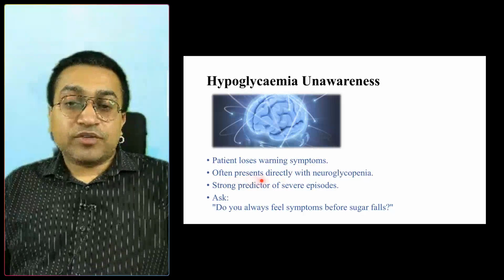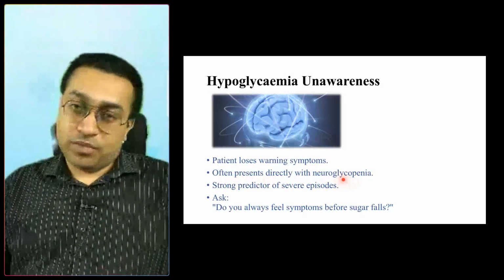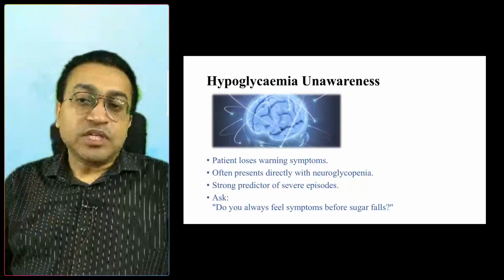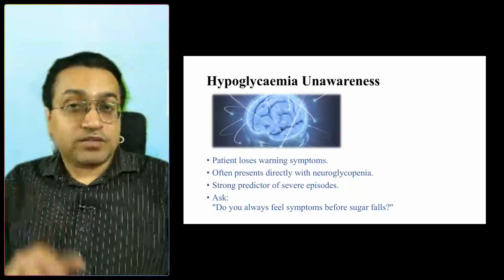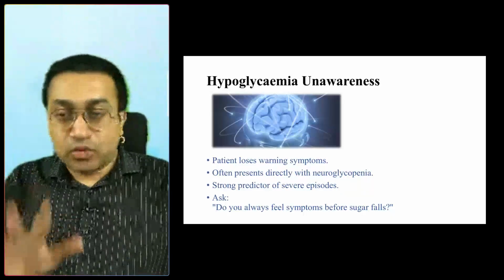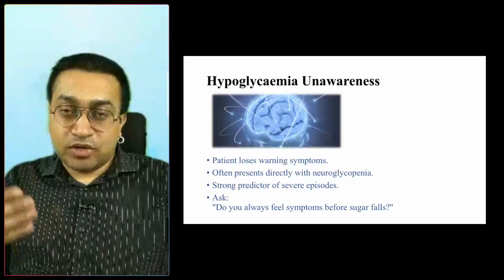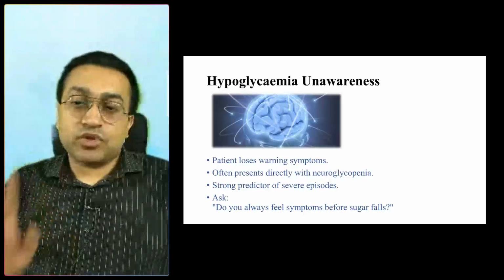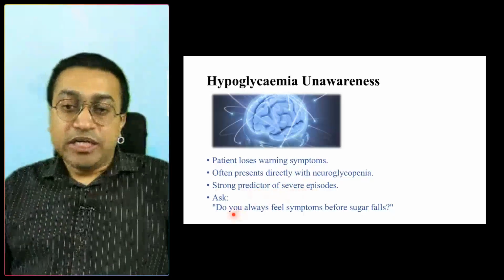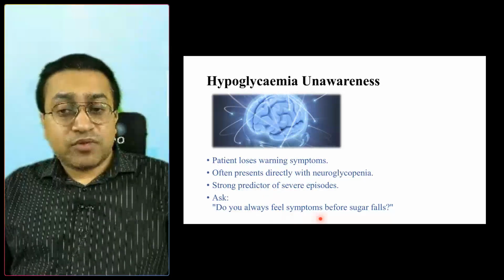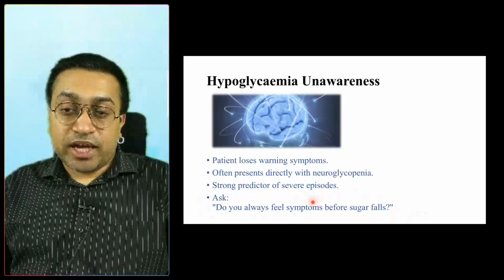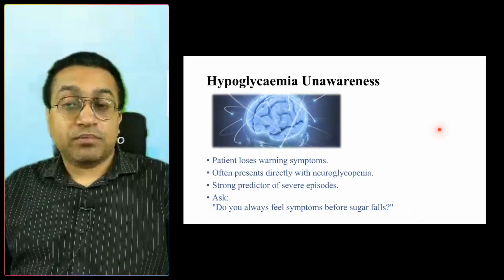Then the patient often presents directly with neuroglycopenia symptoms, which we discussed previously, confusion and all those. So the patients can directly present to you with this, and you don't know the patient's diabetic status. So you have to think that maybe he is having hypoglycemia. I know there can be other overlapping diseases also, but this is one thing which you have to not miss. Strong predictor of severe episodes. So this is again a very important point. So ask, do you always feel symptoms before sugar falls? You have to ask this to the patient, so that you can catch hold of the important history which you may be missing.